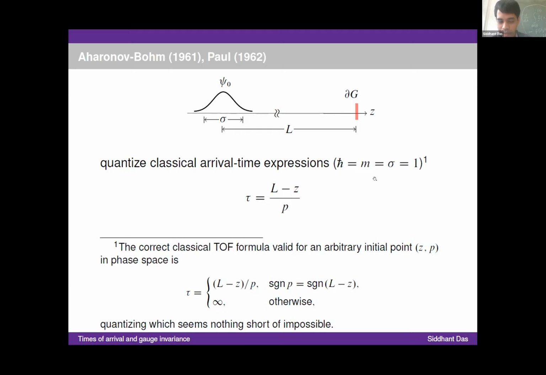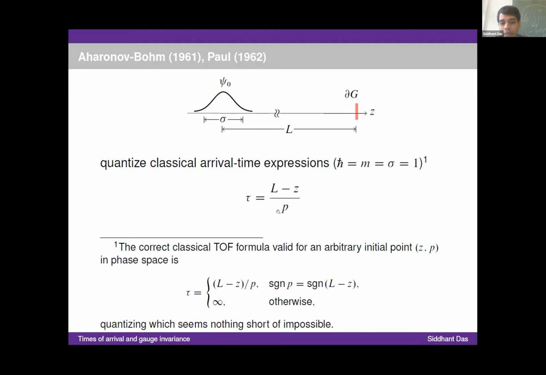The correct formula for an arbitrary initial position and momentum of a free particle is written below in the footnote there, right? For example, the formula above would not work if the particle is moving to the left and you would have a negative arrival time according to the formula. So the correct formula is impossible to quantize. It's a very nasty function of the position and momentum. But well, one could just say good luck to people who want to put hats in this case.